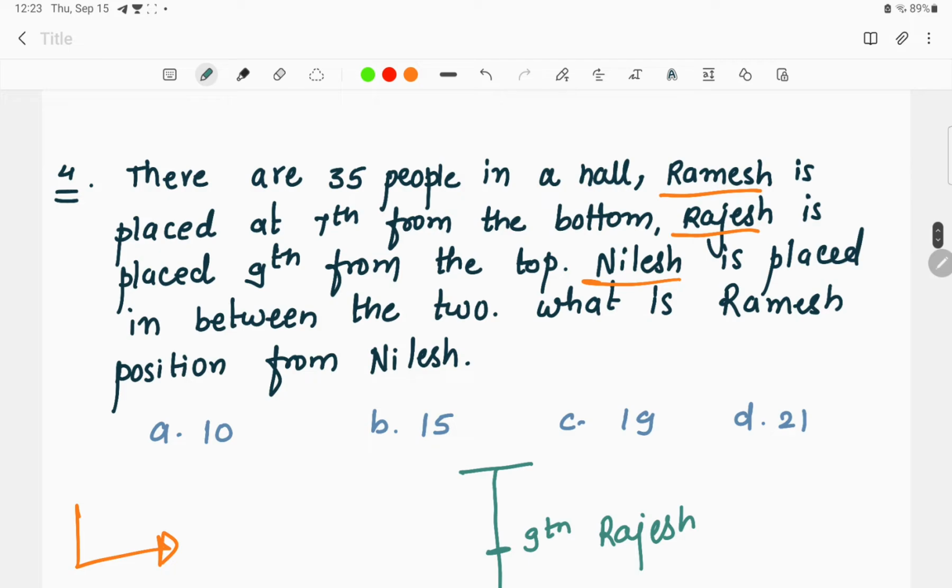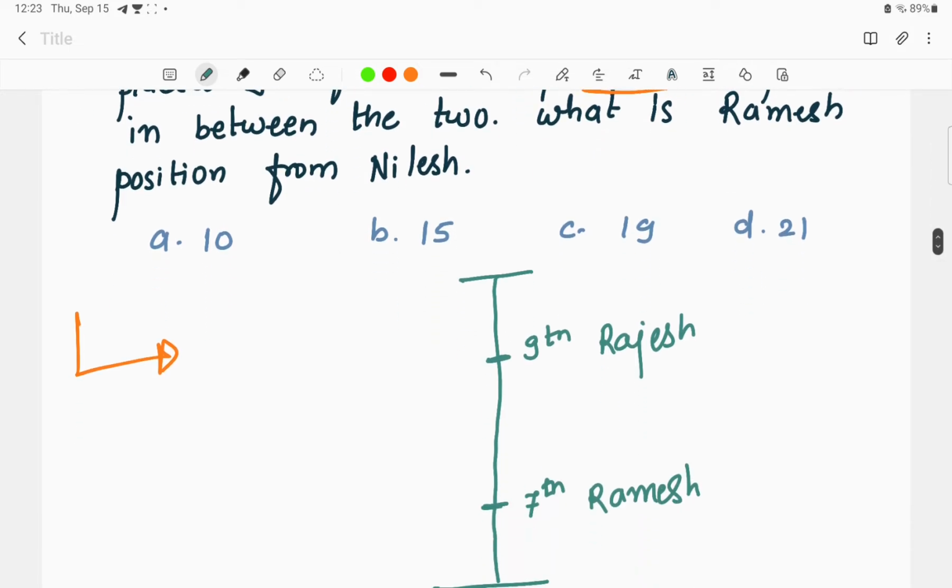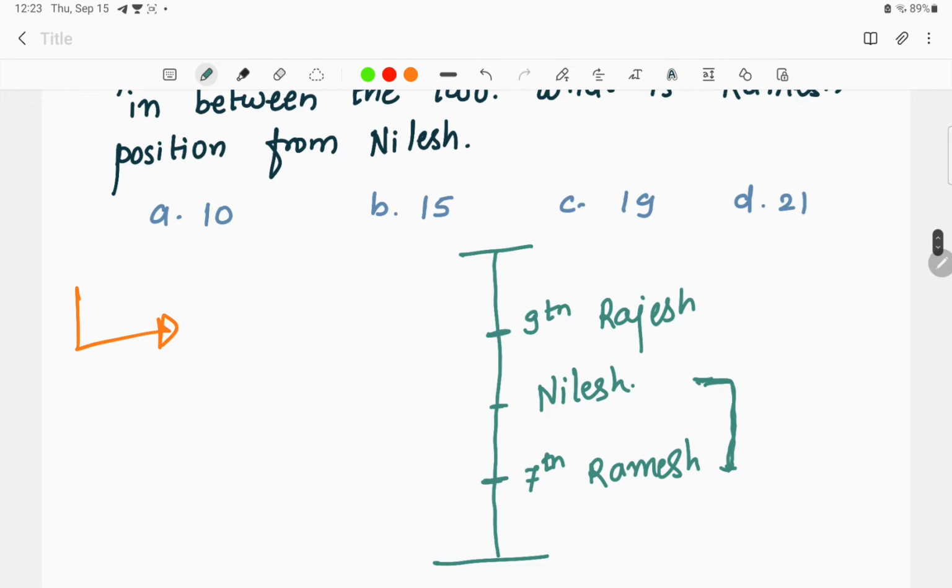Okay, now Nilesh is placed in between both of them. This is the position of Nilesh if we consider. So we have to find the position of Ramesh from Nilesh, with respect to Nilesh. This is the thing that we have to calculate over here. For calculating this, if this is the 9th position, then there will be 8 students above Rajesh, right? So if Rajesh is placed at the 9th position from the top, there are 8 students above Rajesh. This is the first thing that we can calculate.